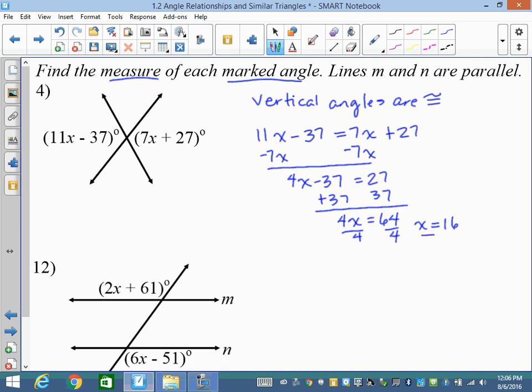Now remember, this is not the answer we're looking for, but if this was a test question and you got x equals 16, you'd at least get partial credit, but you had not answered the question. Always make sure you go back and reread the question. You were looking for the measure of the marked angle, not the value of x. So since we know these are congruent, if we do one, all you have to do is double check the other one if you really wanted to. So 11 times 16 minus 37 is going to be, if I do my math right, 176 minus 37. This is, of course, where I get the calculator, to make sure I did my math right.